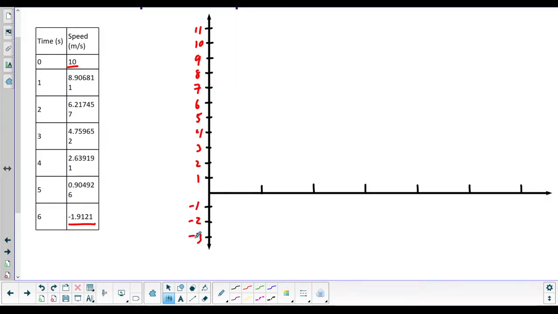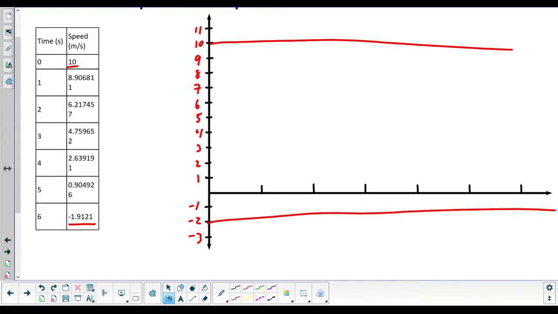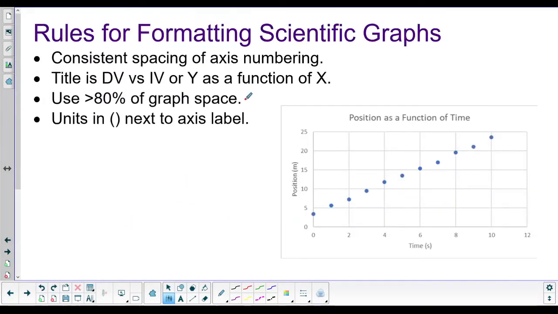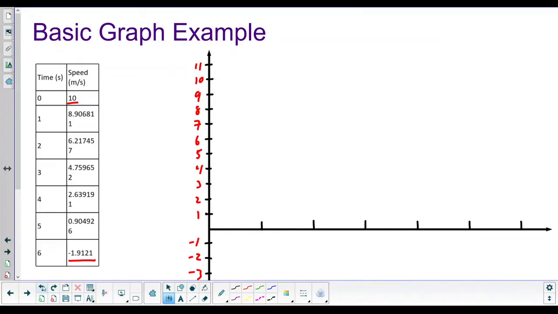All right, so we know we're going to have something that starts here, goes down to almost there. We're going to be filling in this whole section of the graph. That looks like it's going to take about 80% of the space to me, so that looks nice. I like that. Okay. Whoops. There we go. And then for our independent variable, or the x-axis, we have to go from 0 to 6. 1, 2, 3, 4, 5, 6. Sweet.